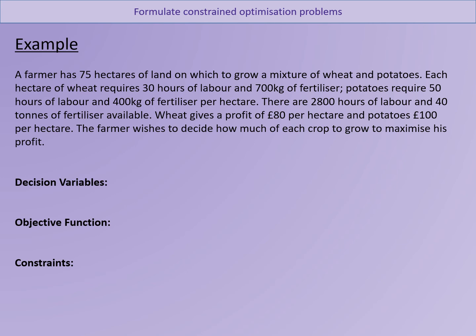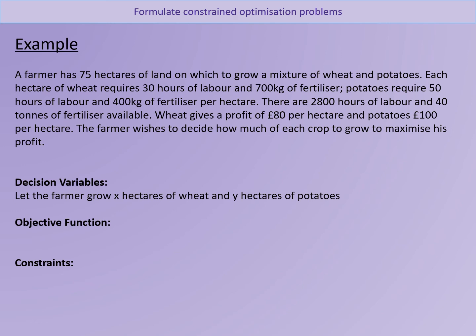Pause the slide now and formulate this problem as a linear programming problem. Don't forget to define what the variables are in the first line. So because the farmer is wishing to decide how much of each crop to grow, the two variables we're going to use are that X is the number of hectares of wheat and Y is the number of hectares of potatoes being grown.